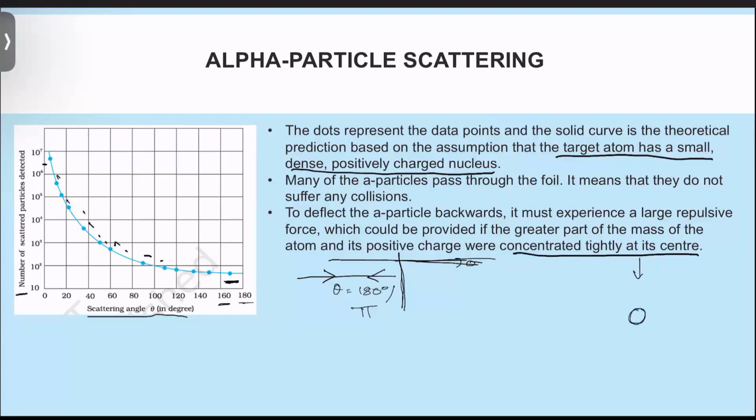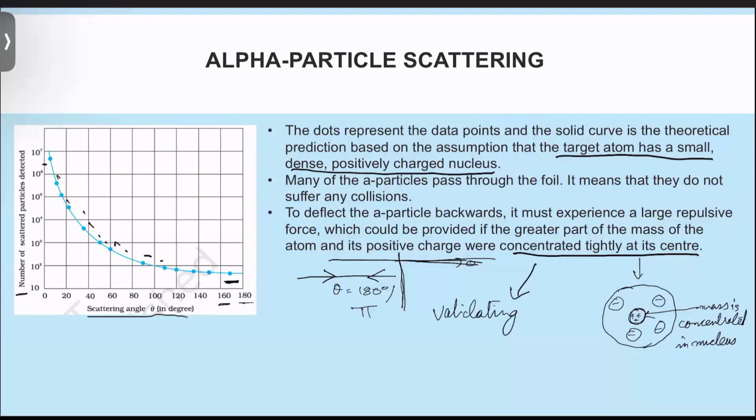This is your nucleus, which is positively charged, and most of the mass is concentrated in this nucleus, and there are electrons around it. There is a lot of empty space and most of the mass is concentrated in the nucleus. This is validating the backscattering. The backscattering phenomenon, or the deflection of the alpha particle backwards, is validating Rutherford's model.